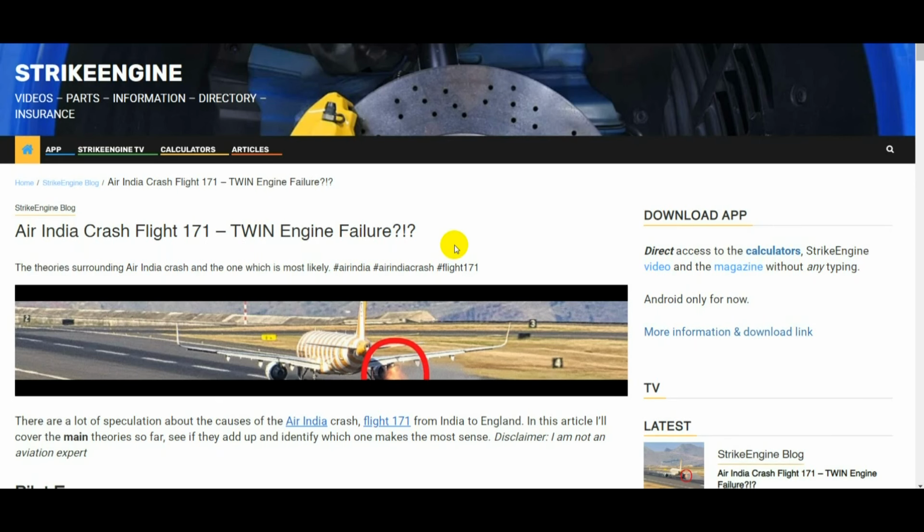This is an update on the Air India crash, Flight 171. This is going through an article that's on strikeengine.com. I'll put a link to the article in the video description.